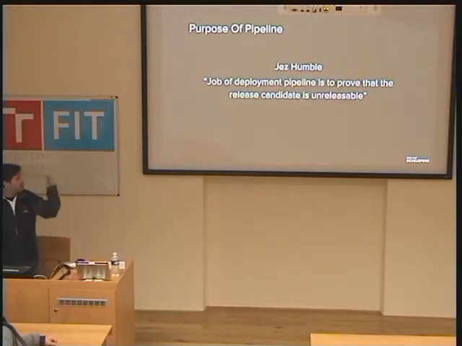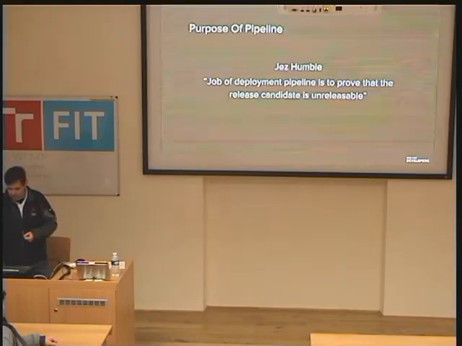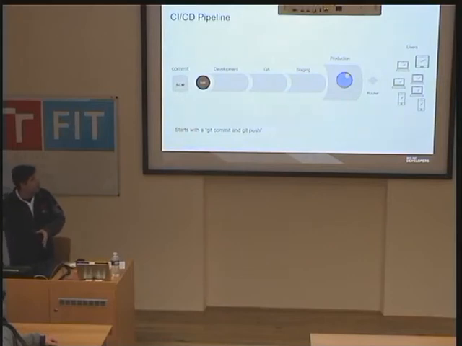And of course, the purpose of the pipeline is to prove that the release candidate is unreleasable. That means that your pipeline has to have a lot of good and automated tests that will prove that the software is not releasable. If it passes through the tests, then you are good to go automatically, with almost no human interaction. Of course, you can configure the pipeline to be completely automated, or you can request a human interaction to deploy it in the production. So let's see how that looks.